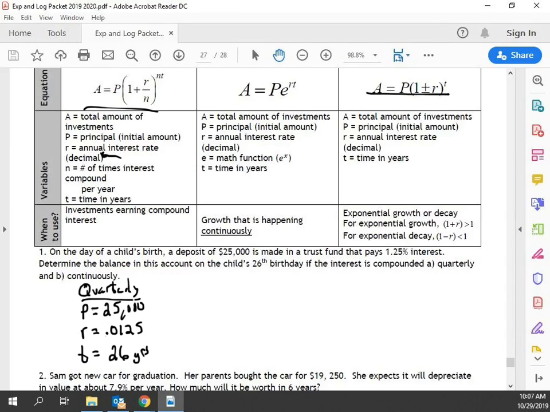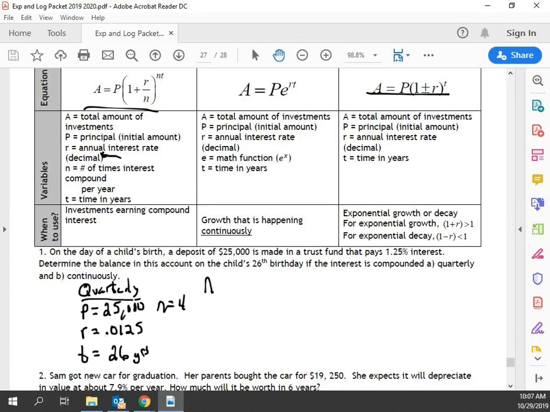And it goes on to say compounded quarterly and then compounded continuously. Well, quarterly, how many times is that a year? 4. So N is equal to 4. We use our equation on the left side because it's talking about finances and investing, and we plug in everything we know and see what we get.